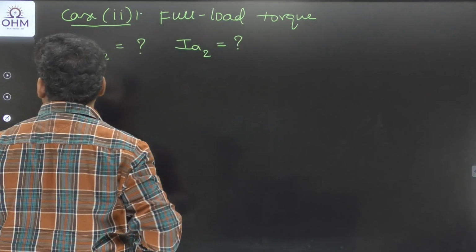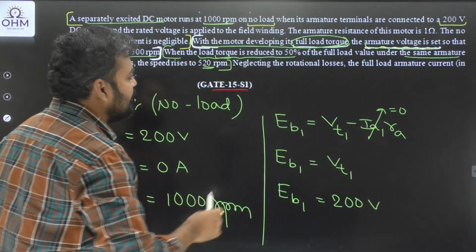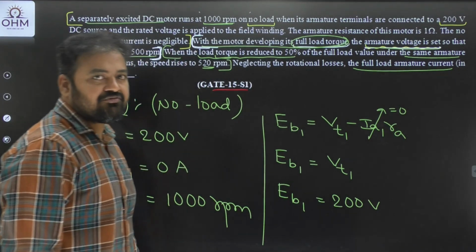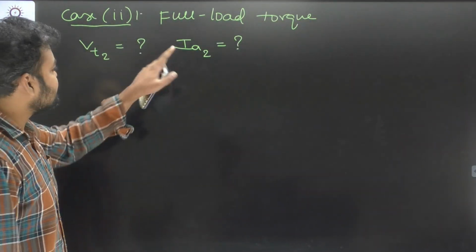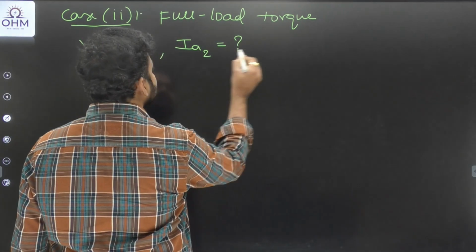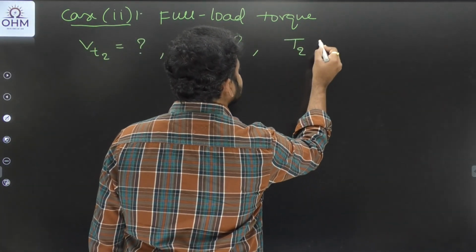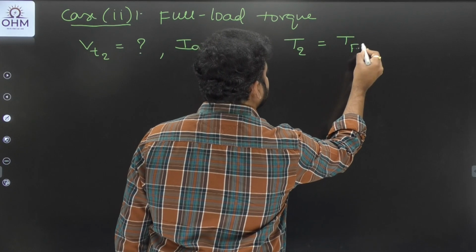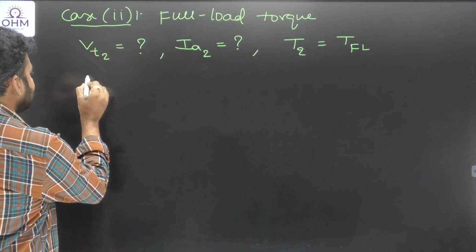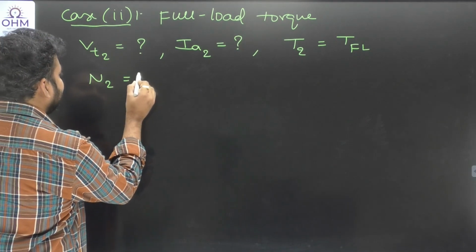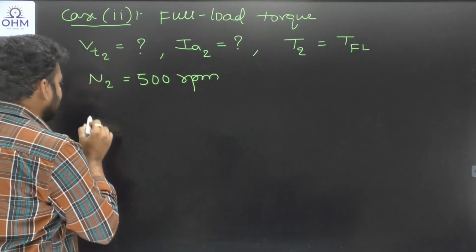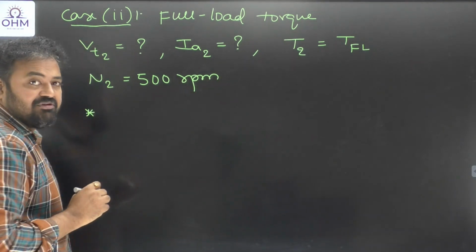What is the answer? Finally, we are asked to find out the armature current drawn at full load. That is the answer we need. That means indirectly, this IA2 is the answer we need. How much torque is connected, guys? Full load torque. This is the second case. Everything has suffix number 2 because it is the second case. And the machine is rotating at how much speed? 500 rpm. So calculate the back EMF of the motor.